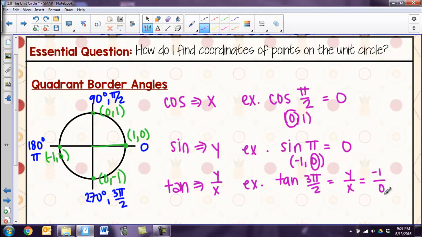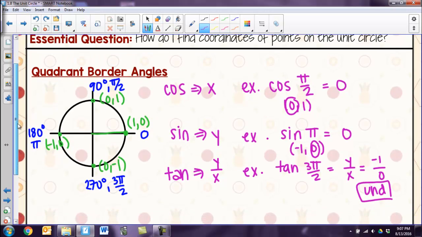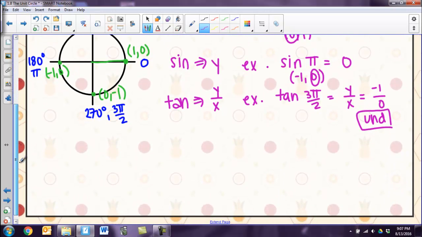This is not good. We cannot divide by 0. So we say that the tangent of 3 pi over 2 is undefined, or U, or the whole thing undefined, or UND, however you feel comfortable writing that. But if you see something divided by 0, we automatically stop. Okay? Now that was one way to remember it.